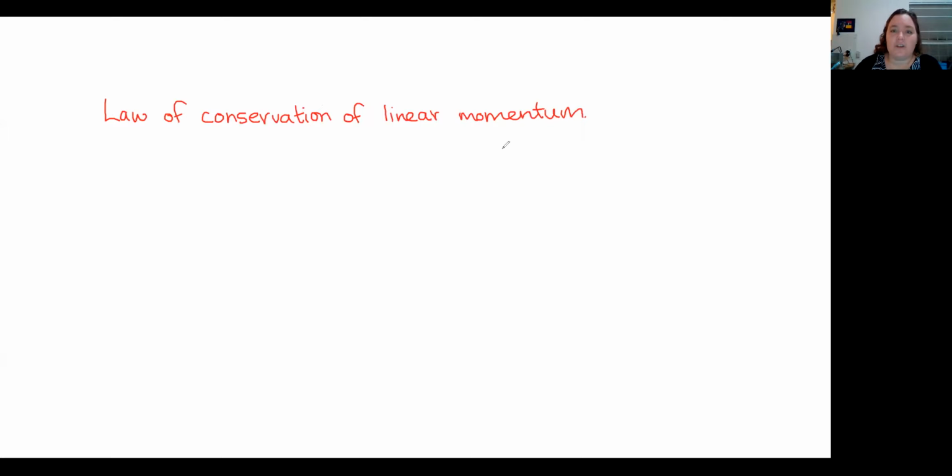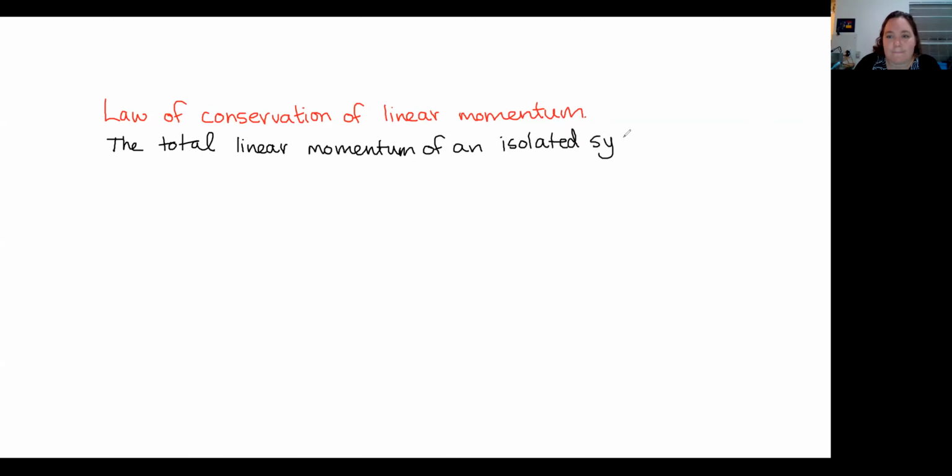So the law of conservation of linear momentum says that the total linear momentum of an isolated system is conserved. Now, I just want to point out a couple of things. You need the word total, you need the word linear, you need the word momentum. If you leave off total or linear, it's not the same. You lose the mark, okay?